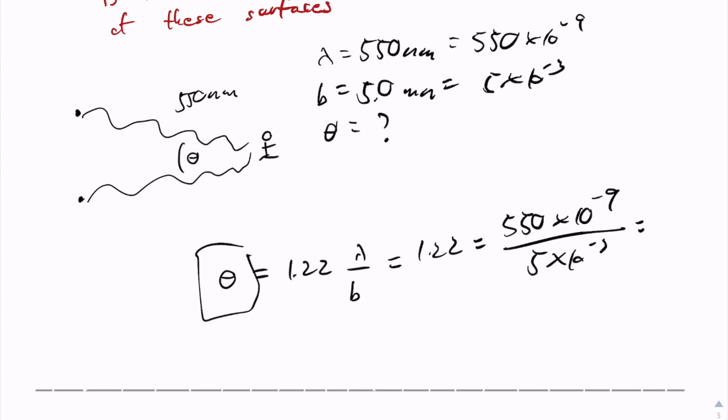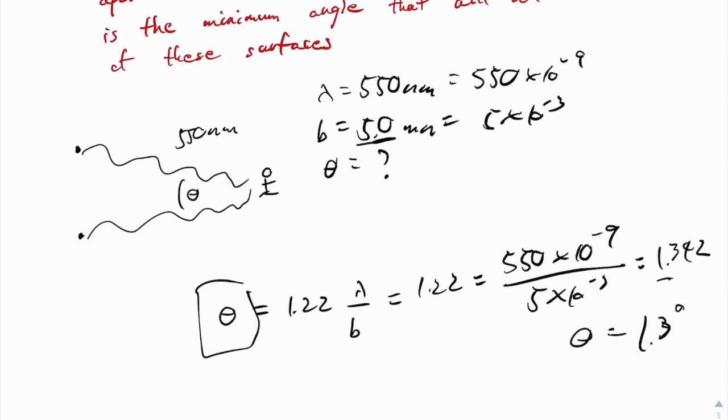Excuse me. Let me just pull my calculator right here. 550 times 10 to the negative 9 divided by 5 times 10 to the negative 3, and multiply that by 1.22. So we get about 1.342, but our smallest value is two significant figures, so we'll just round that off to 1.3. So angle is 1.3 degrees.